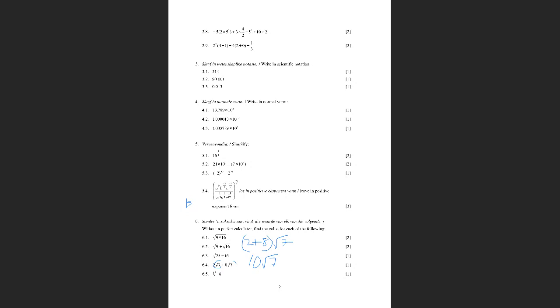Then you said number 1. Number 1, we have square root of 9 times 16. Now, from the laws of indices, sorry, the laws of sets, we can get square root of 9, then we can get square root of 16. Square root of 9 is 3. Square root of 16 is 4. Then 3 times 4, we get 12.